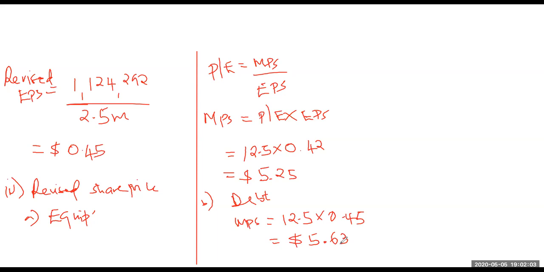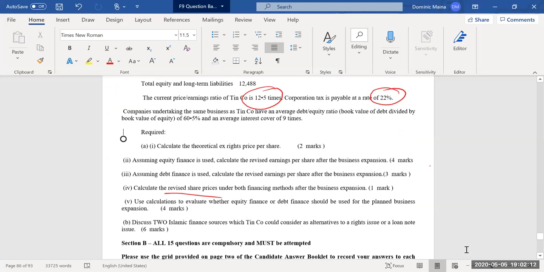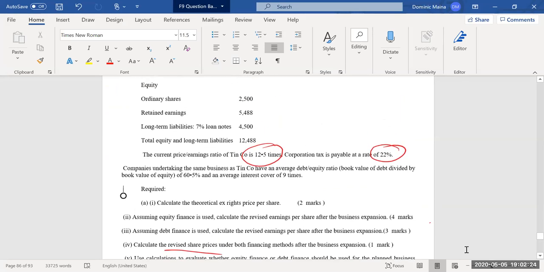Now, the last bit of the question is asking us to comment. I think Roman 5 is asking us to use calculation to evaluate whether equity or debt finance should be used for the proposed business expansion. So you need to determine which of the financial alternatives is going to be good for the company. Should you use equity or should you use debt? Don't forget, these are four marks, so you can't just say debt and stop there. You say debt, and of course you explain why debt is good. If you say that equity is good, then of course you need to support it. Why is equity financing going to be good?